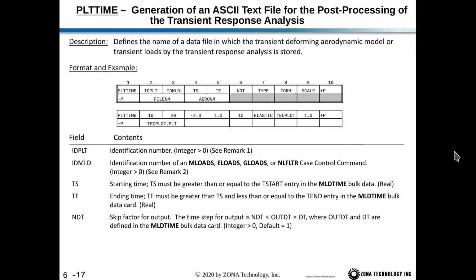Next is the plot time card, which allows you to generate an ASCII file for the post-processing of transient response analysis. So ID plot is the identification number. ID MLD is the identification number of the MLoads, E-loads, or G-loads, which are nonlinear flutter, so in our case this would refer to the G-loads card. TS is the starting time for plotting, and TE is the ending time, and then NDT is a skip factor. So this NDT is combined with OutDT from the MLD time bulk data card. So the final time step for the plotting output is NDT times OutDT times DT.